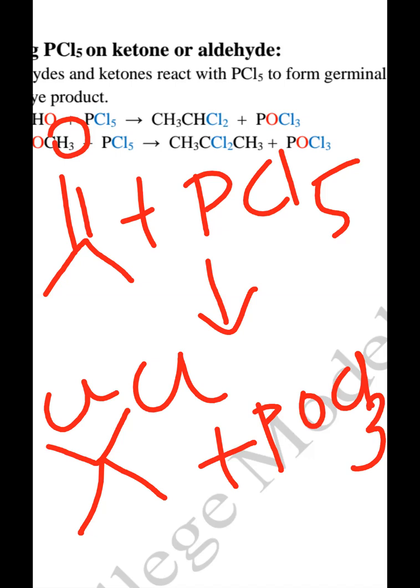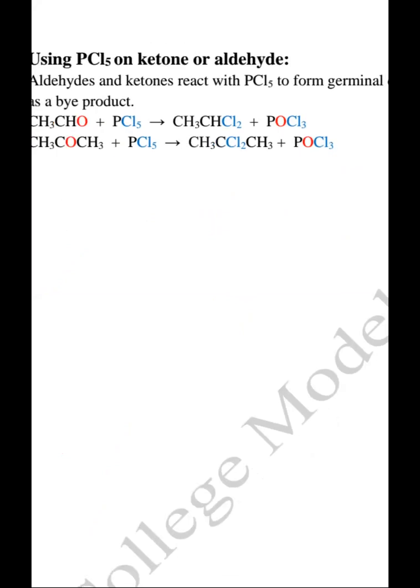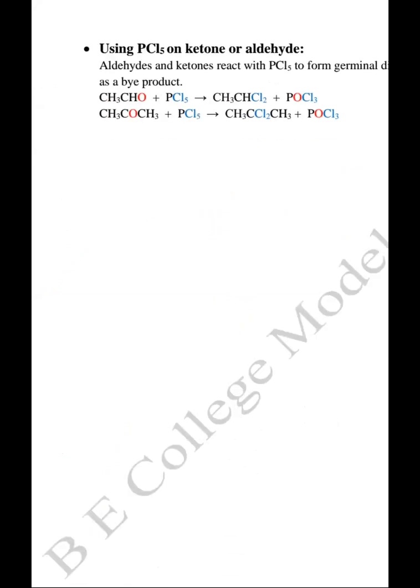This addition, or insertion, of two halogens to the same carbon creates the geminal dihalides that we were talking about. So these are the processes by which we can prepare alkyl halides. This will be all regarding this particular video.